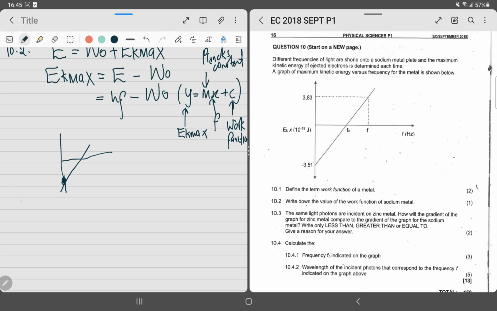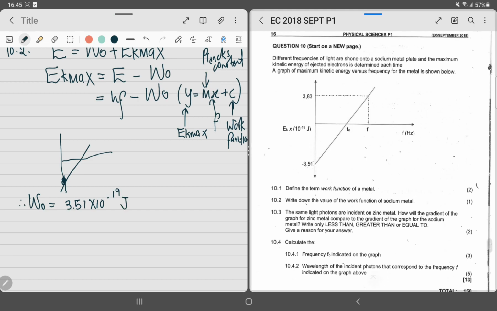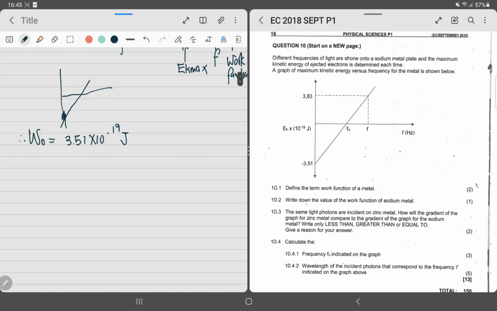So in this instance, the work function should be equal to 3.51 multiplied by 10 to the exponent of negative 19 joules, because the units there are times 10 to the exponent of negative 19.